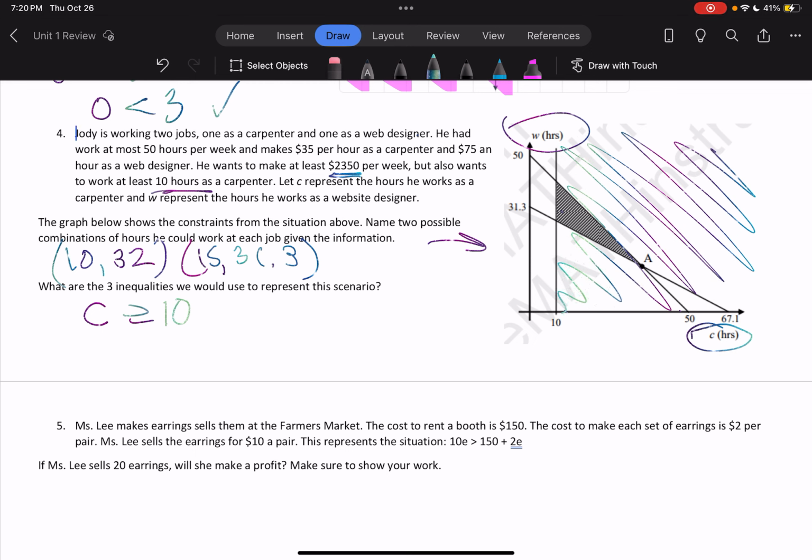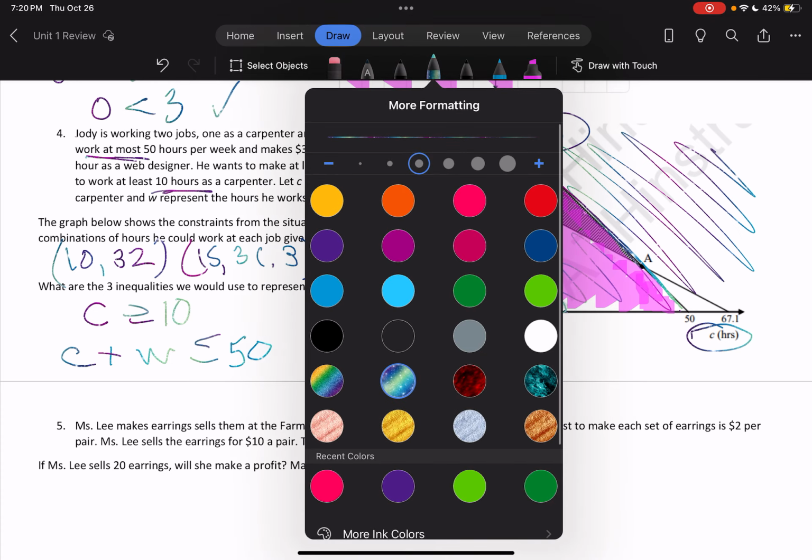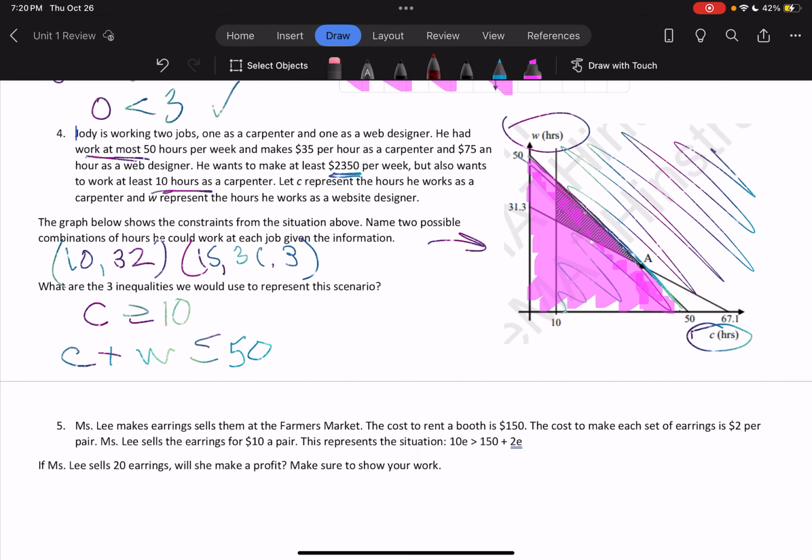Then the other one is hours per week. So that would be C plus W has to be at most, so less than or equal to 50. And so that's this line right here. And if it's at most, less than or equal to, then in this case, I'm shading under the line here. And then the last line is, pick a different color so we can see it. This line right there, okay?